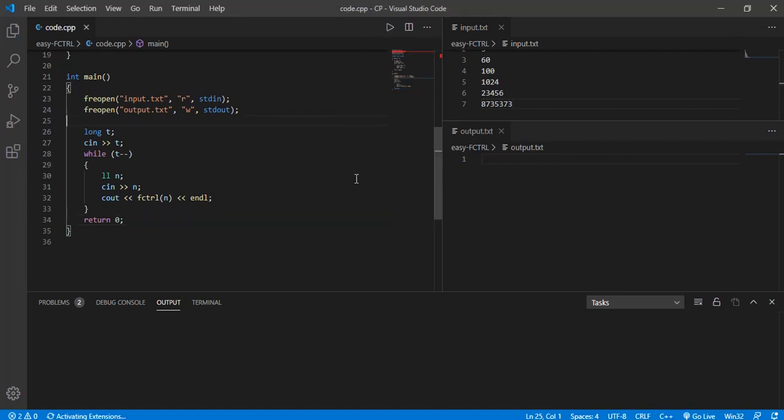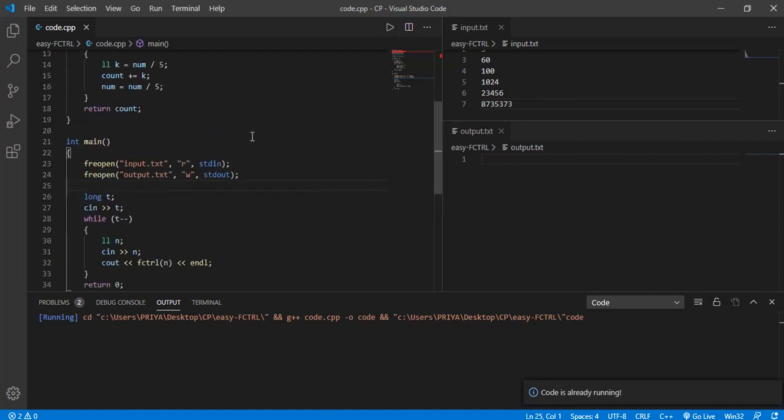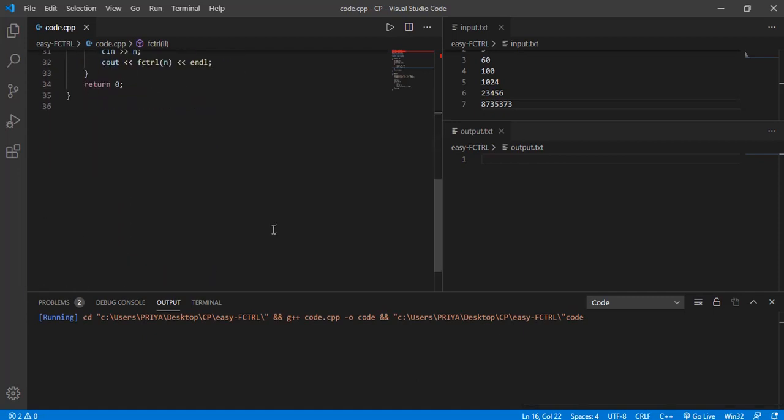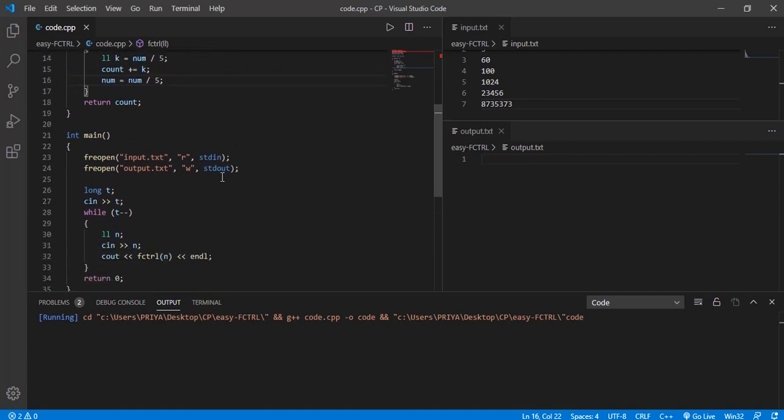Another thing that I forgot to mention for the code is its complexity. So the complexity will be log of n to the base 5 because we are always dividing it by 5, plus 1. The plus 1 is just for the sake that it is going to run to make sure that it's not equal to 0. So that is how it's going to work.